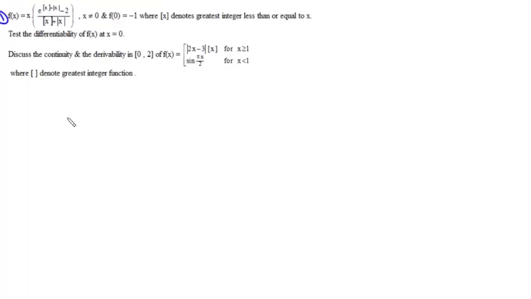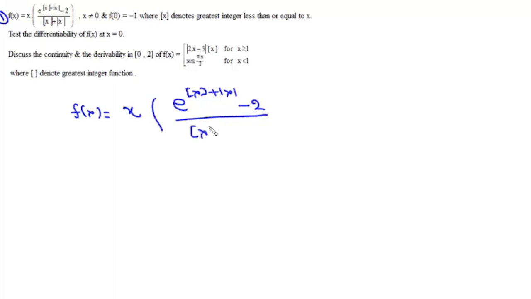The first question is, we're given this function f(x), which is x into (e to the power of greatest integer function of x plus mod x, minus 2) upon (greatest integer function of x plus mod x), when x is unequal to 0, and we are given that f(0) is minus 1. Now we need to check differentiability of this function at x equals 0.